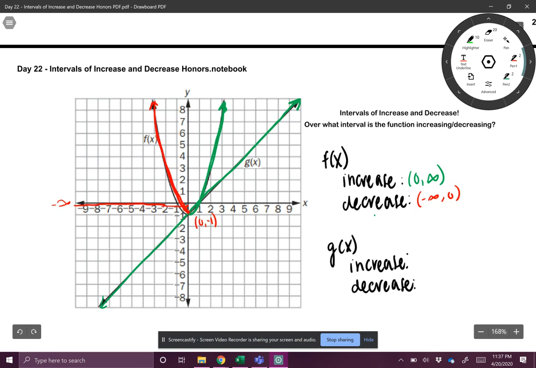Now g of x is increasing the entire time. So for our decreasing interval, we would just write none. There is no decreasing interval because from -infinity to infinity on my x-axis, the function is always increasing.